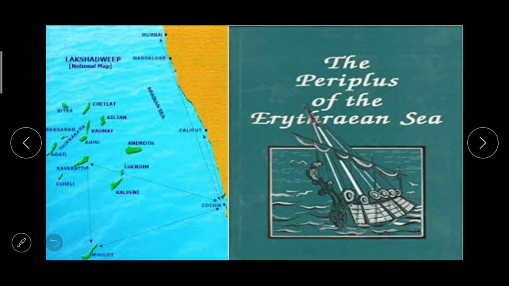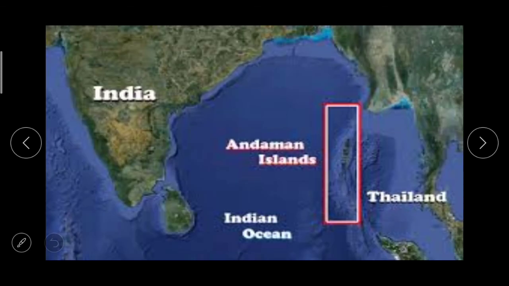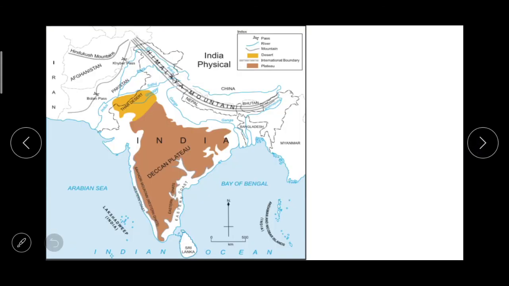The location of these islands may have been important in ancient sea trade. The manuscript Periplus of the Erythraean Sea or Handbook of the Red Sea makes a mention of Indian islands. It has been written by an unknown Greek sailor. Here you can see this, India and the Andaman Islands, and here the Indian Ocean, and now the map which is given in our textbook also, India physical.